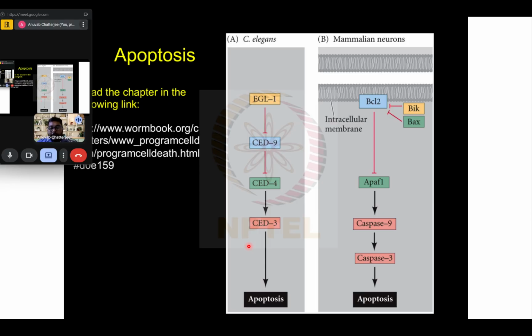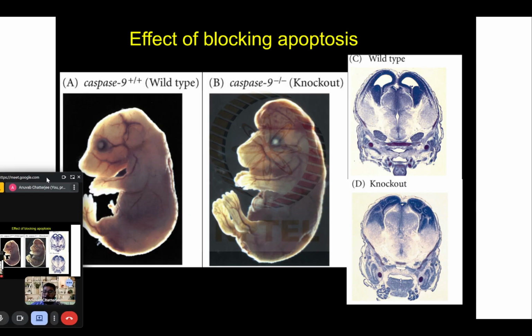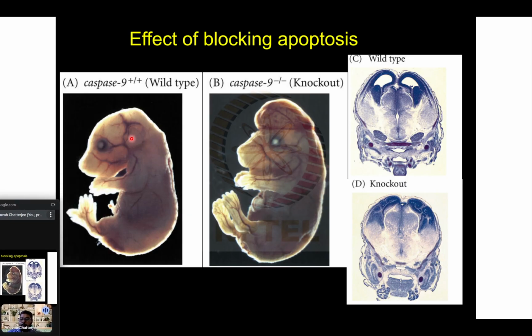But in case of mammals, this is a huge thing: if apoptosis is inactivated by loss of function of caspase 3, say, or caspase 9 in this example. So this is a normal wild type embryo, you see it is normally developed, but in case of caspase 9 knockout, there is no apoptosis occurring, and you see there are a lot of problems.